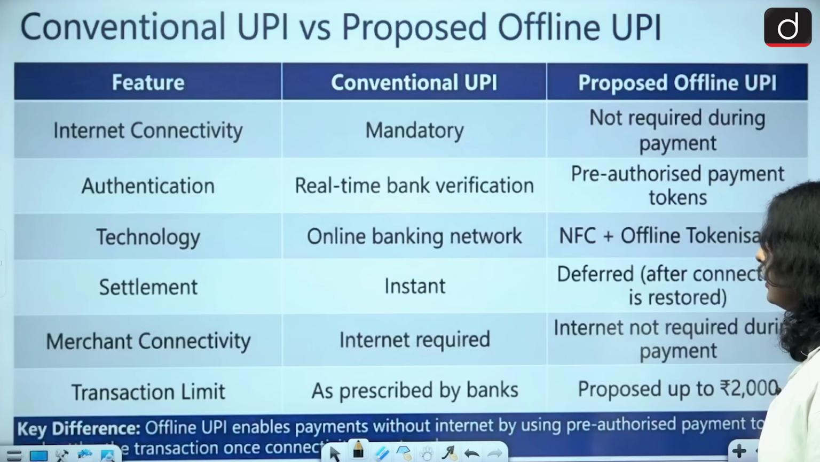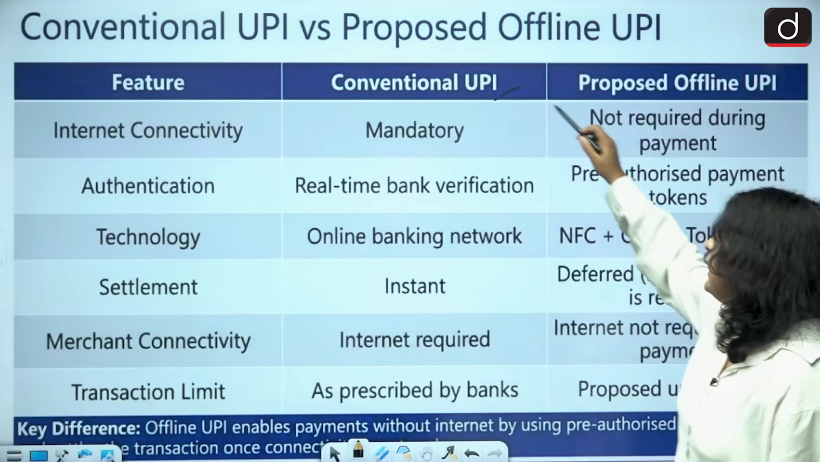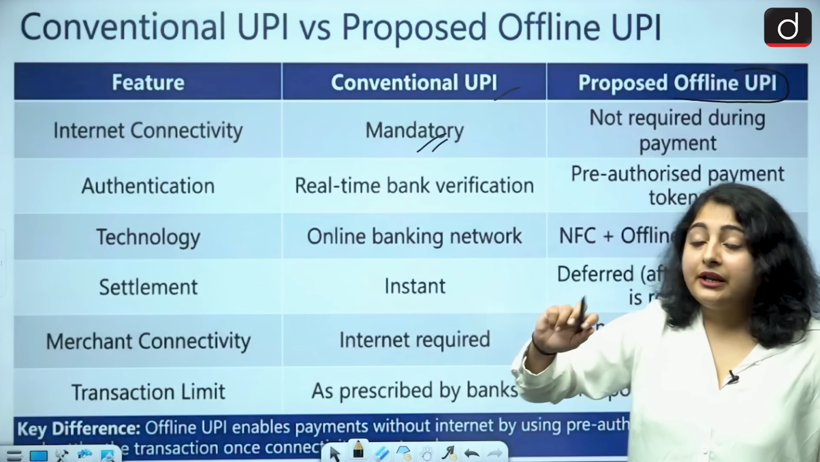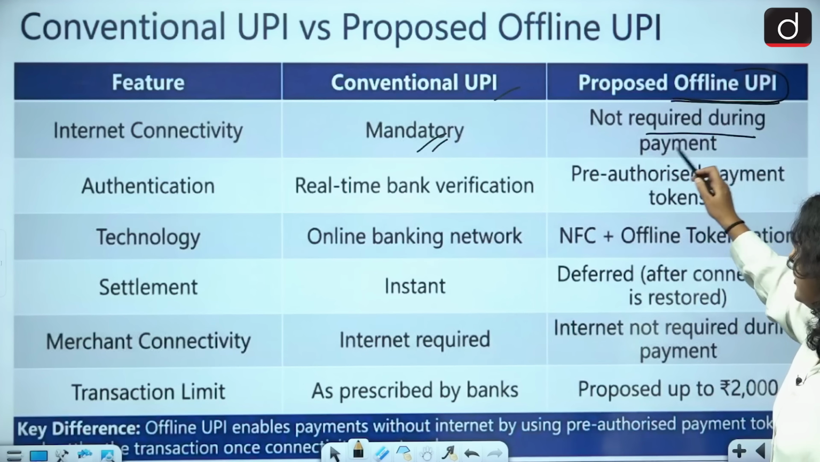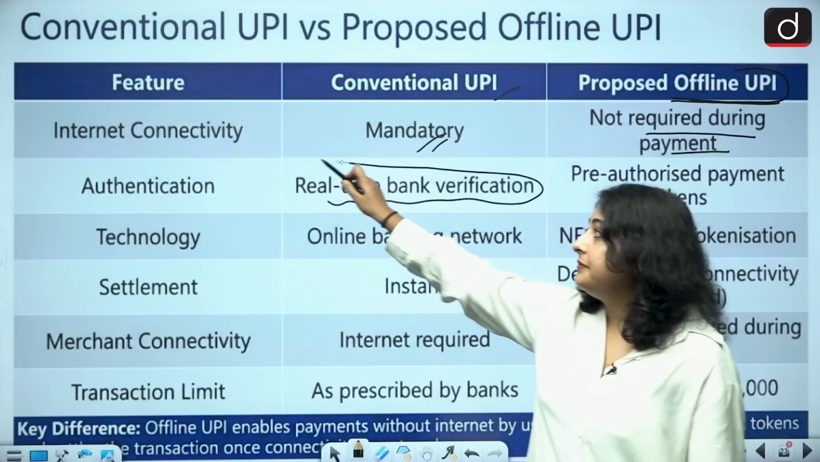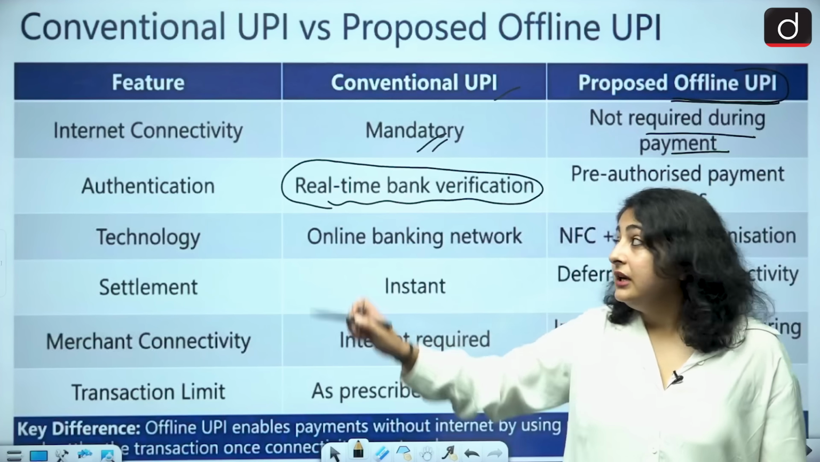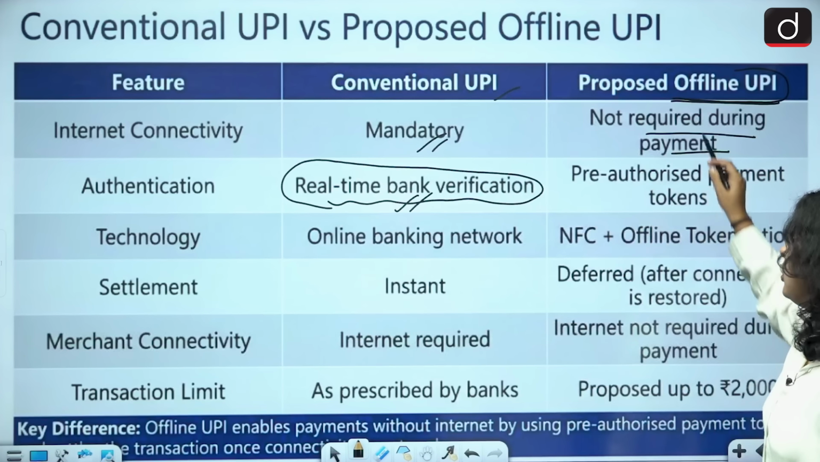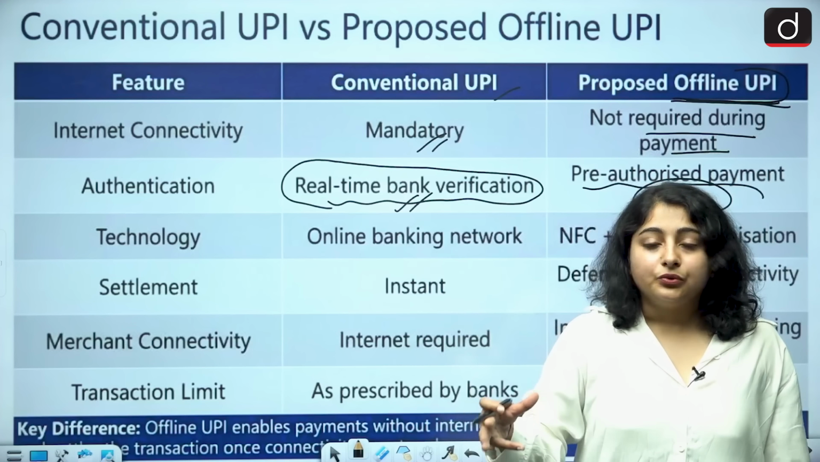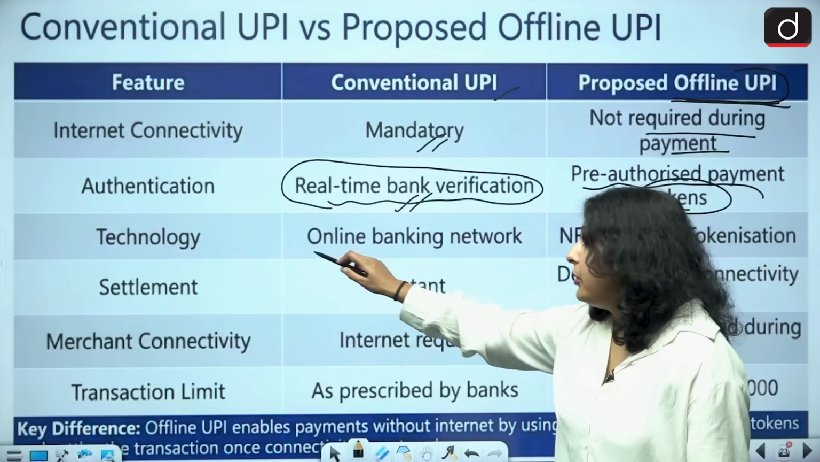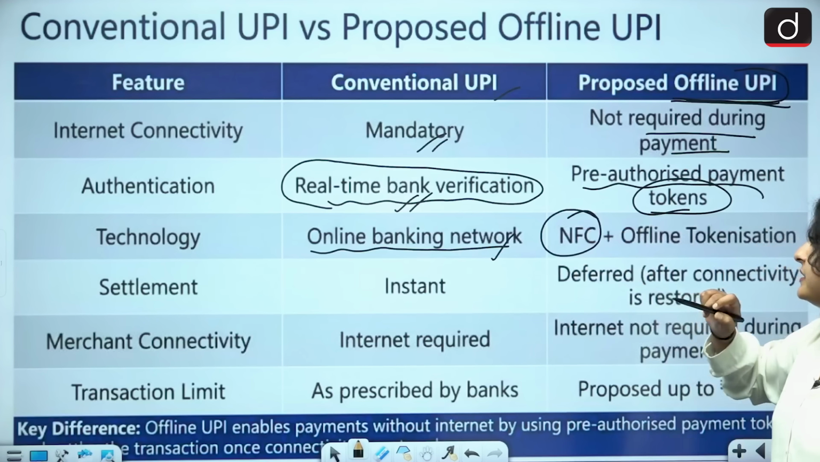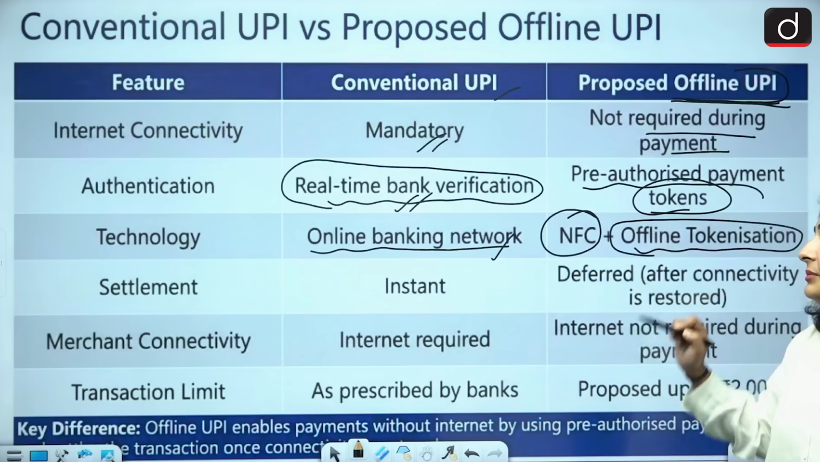Okay. Now, here is the difference between the conventional UPI and the proposed offline UPI. If we talk about internet connectivity, in the conventional UPI, internet is mandatory. In the proposed offline UPI, there is no requirement during the payment. In the case of authentication, in conventional UPI there will be a real-time bank verification at the time you're making the transaction. In offline UPI, pre-authorized payment tokens will be provided to you. If we talk about the technology, the online banking network is used in conventional UPI. Here in the proposed UPI, near field communication technology is being used and offline tokenization is also being used.